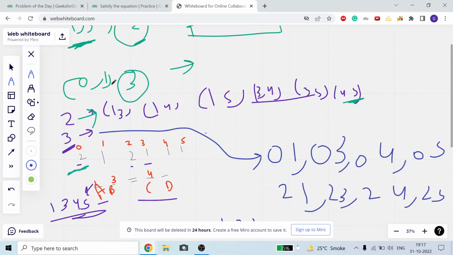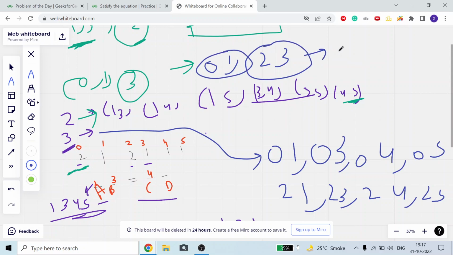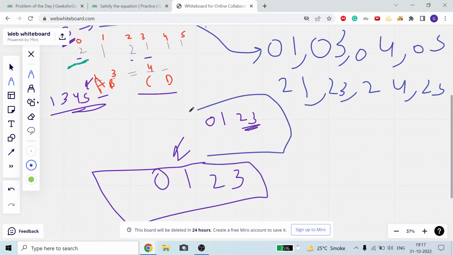Now I am at 0 and 1. I will traverse 0 1. I cannot take it because index is common. 0 3, index 0 is common, cannot take, cannot take. 1 is common. 2 3. Yes, I can take 0 1, and then the second possible pair is 2 and 3. So this is the lexicographically smallest index 0 1 2 3, and this is our answer as well.